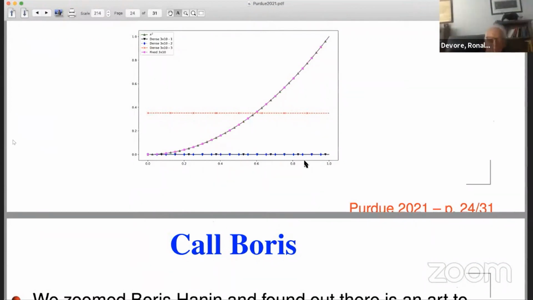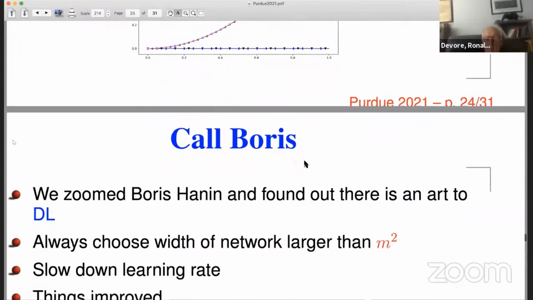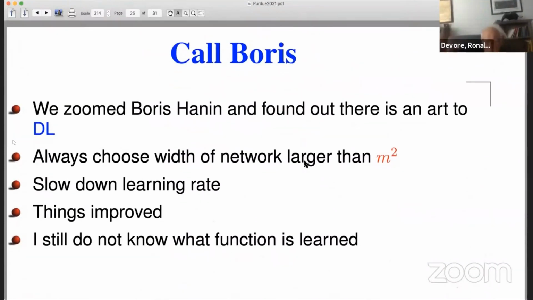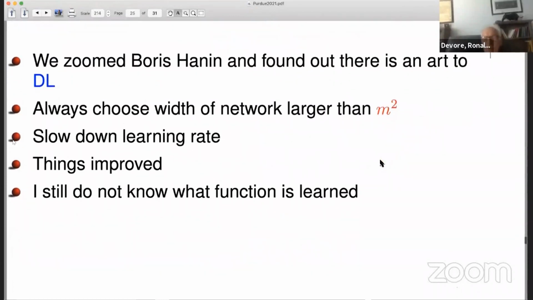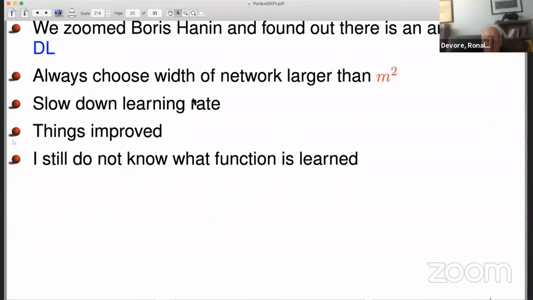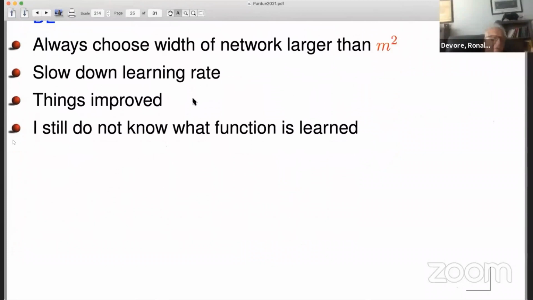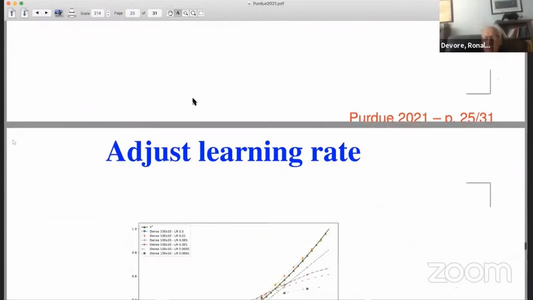And I know then I must be doing something wrong. I call Boris Hanin and ask, what have I done wrong? He tells me various things that are the state of the art. That is, you have to really choose networks which are wide, and you have to use slow learning rates and so on. So the point of this is that you can't just take an off-the-shelf algorithm for learning, throw in your problem, walk away and come back and get a good fit. It doesn't work that way.